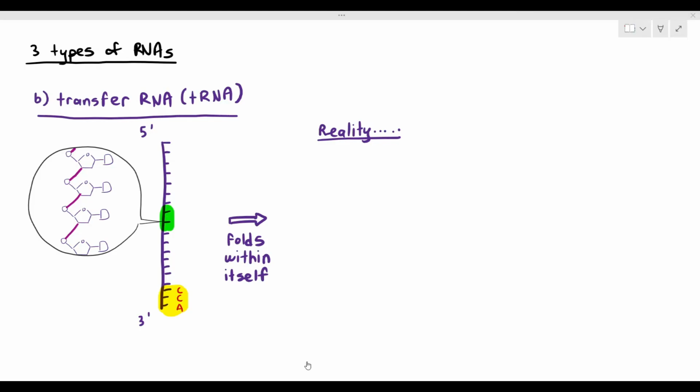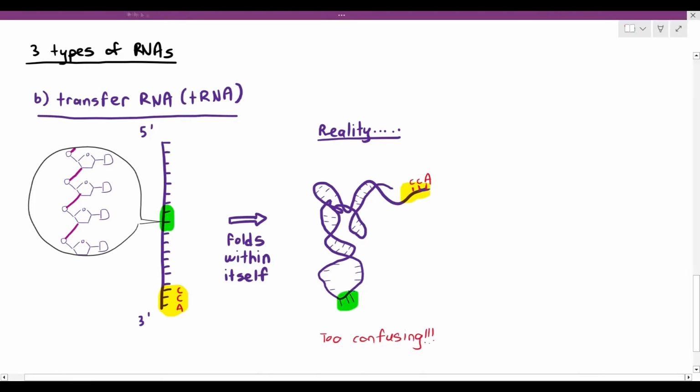The chain basically folds and forms a kind of 3D structure. You can still see the CCA. All right? If you notice, I'm also highlighting a green color area, three bases in the green color area. I'll explain why that is so. Now, this three-dimensional shape is quite confusing.